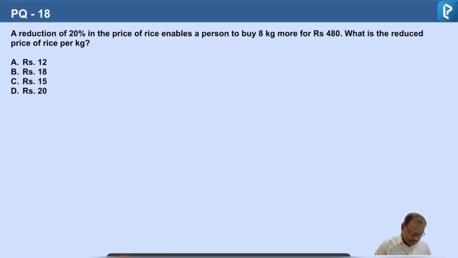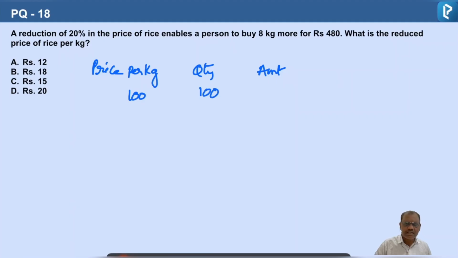So we have price per kg, number of bags, that is quantity, and amount spent. Let us assume 100 price per kg and quantity also 100, and total amount is 100 into 100, that is 10,000.